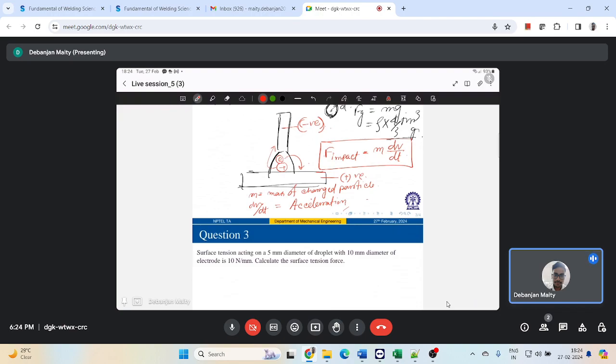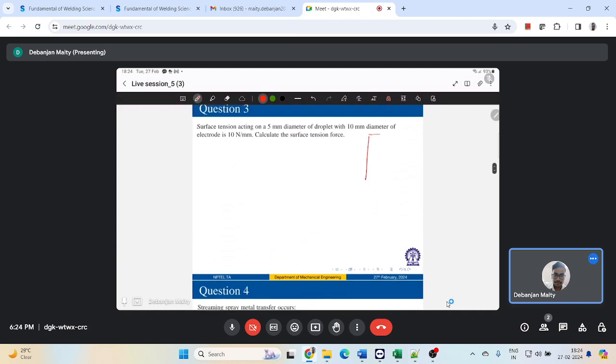Then you can have the Lorentz force, right? The Lorentz force generally generates due to the interaction of the arc current, and this is a self-induced force from the magnetic field generation, right? And you will always experience some kind of pinch effect. We call it pinch effect when you have some neck forming. So if this is my arc and this is the workpiece, it will form some kind of necking over there.